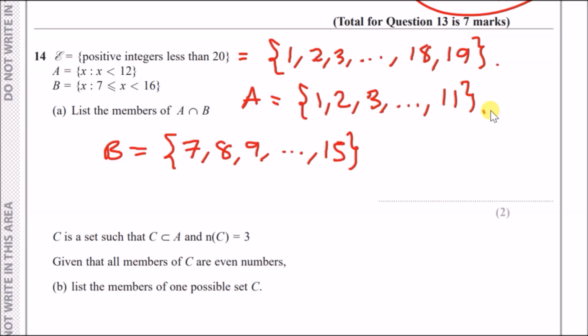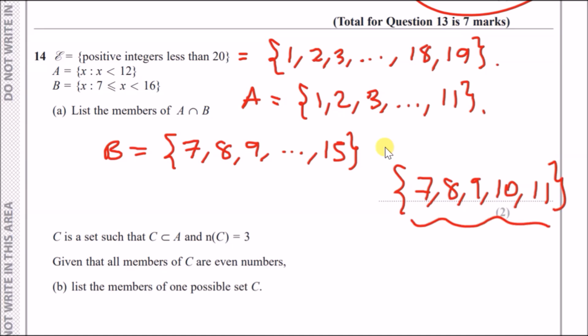Now, part A says that we need to list the members of A intersecting B. This symbol here means numbers they have in common. If you look at the numbers, this goes from 1 to 11, that goes from 7 to 15. The only numbers it has in common are 7 all the way up to 11. So the answer here would be 7, 8, 9, 10, 11. You don't actually have to use a symbol. This is just something we like to collect our numbers in. You don't actually have to write it in your exam.